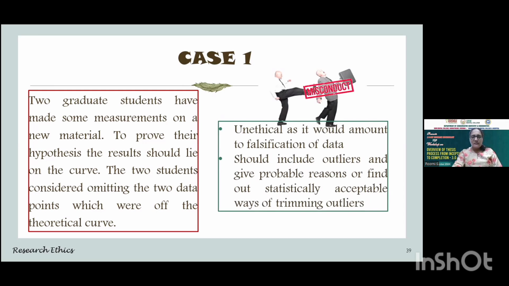So we should always include outliers and give probable reasons, or we can also find various methods to statistically trim these outliers. Outliers are those values which lie away from the cluster of results which we always get. So these extreme values we shouldn't omit, but we can find certain statistically acceptable ways wherein we can trim these outliers.